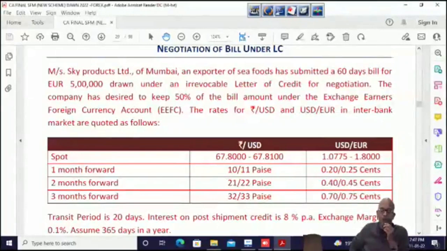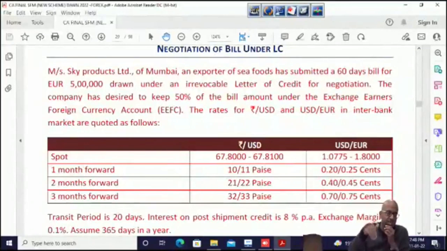The rates for rupee per dollar and USD per euro in the interbank market are quoted as follows. If you multiply rupee per dollar into dollar per euro, you will get rupee per euro. That's basic stuff. Rupee per dollar into dollar per euro shall be rupee per euro. Yes, somebody is saying that it's similar to bill discounting, correct.